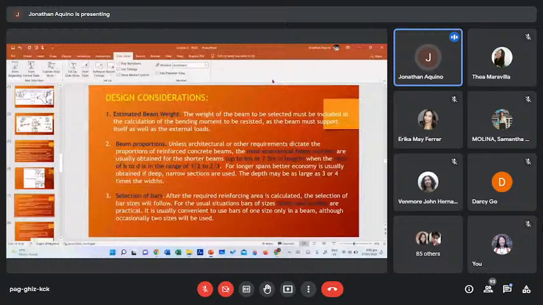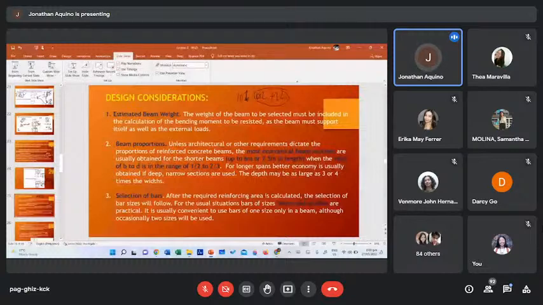So first, we need to estimate the beam weight. Since you don't have the beam dimension yet, how can you solve for the beam weight? So normally, in my practice, what I do is take 10% of the dead loads, or 10% of dead load plus live load, and apply it as the additional weight of the beam. Or sometimes 20%, depending on what you got in your designs.